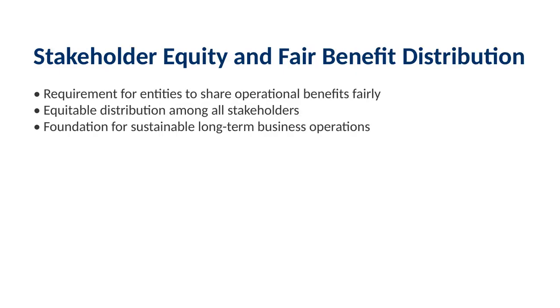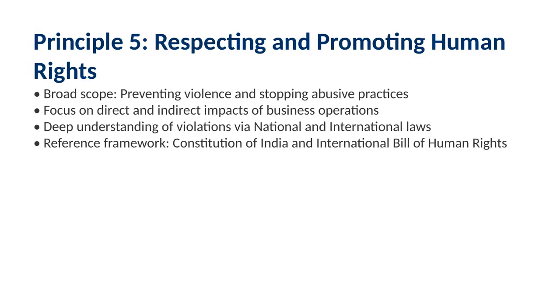Now, let's dive into the core principles of sustainable development and ESG assurance. We are picking up with the final part of the previous discussion, which emphasizes that entities must ensure benefits from their operations are shared fairly and equitably among all stakeholders. Moving on to Principle 5, which is all about respecting and promoting human rights. Now, human rights is a massive topic covering everything from preventing violence to stopping abusive practices.